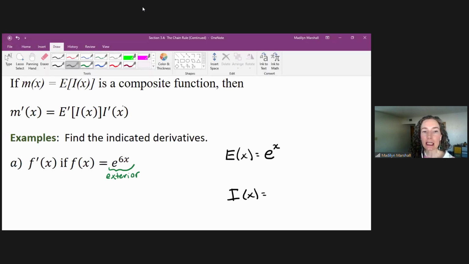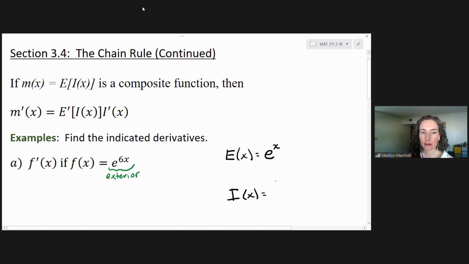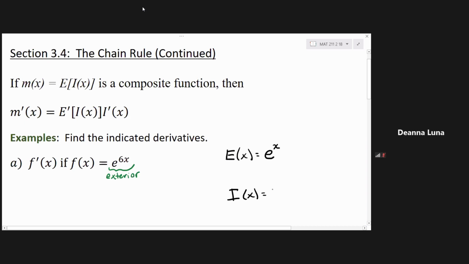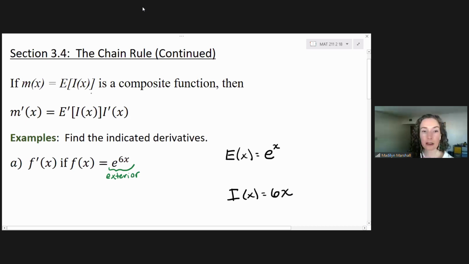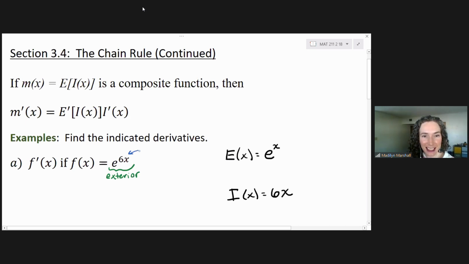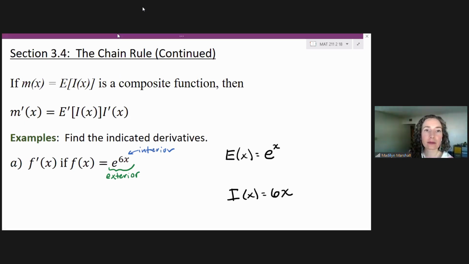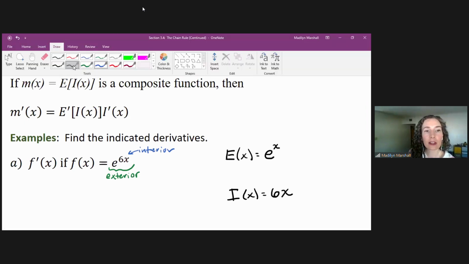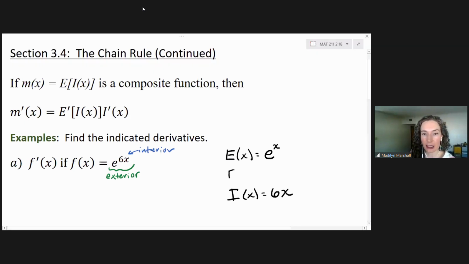And what is the interior function here? 6x. Right, exactly. That exponent itself is the interior. So when we have an exponential function, that whole thing is the exterior, the e raised to a power, whereas the power itself will be our interior. So if you are wanting to follow the definition.